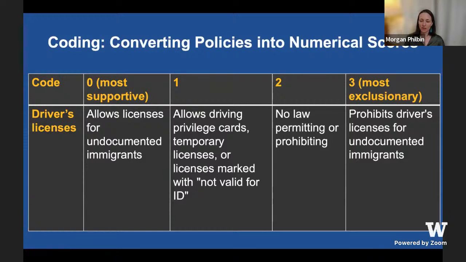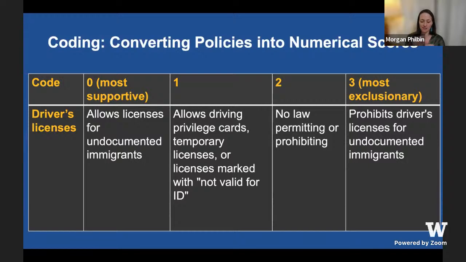So to make sure we correctly understood each policy and capture the variation, we were in frequent contact with policy and legal experts. And I wanted to show the example with the driver's license law. You can see here that it ranged from 0, which was most supportive, to 3, which is most exclusionary. And that included a blanket allowing of licenses for undocumented individuals, or it allowed driving privilege cards or temporary licenses.